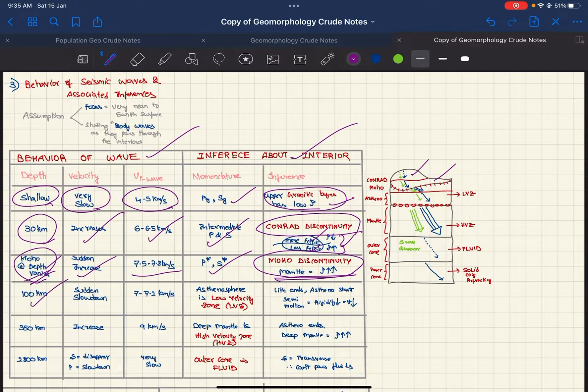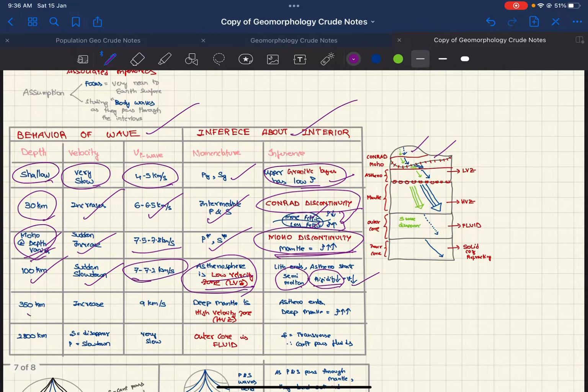At 100 kilometers depth, there is a sudden slowdown to 7 to 7.2 kilometers per second. This is because of the asthenosphere. Asthenosphere has very low rigidity because it is semi-molten. Though the density increases, because rigidity is very low, the velocity will decrease. Hence, asthenosphere is also called a low velocity zone.